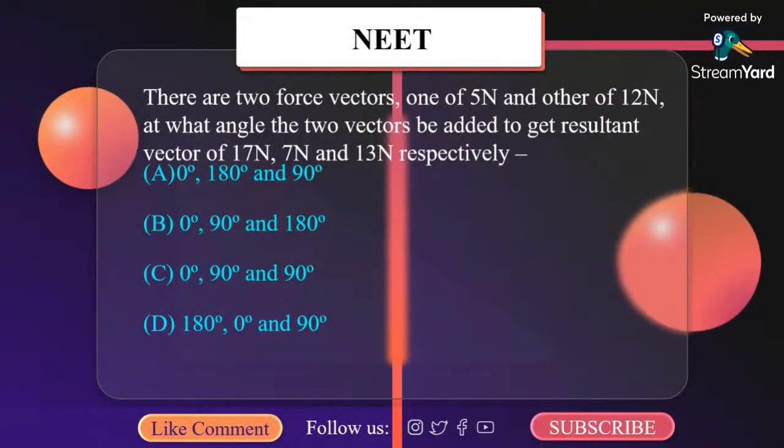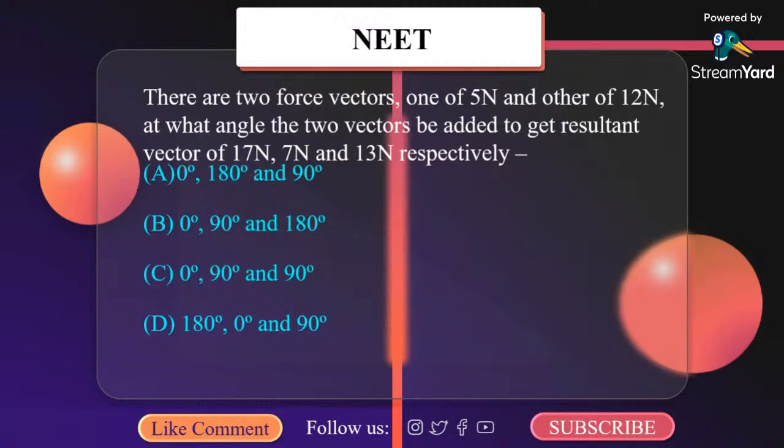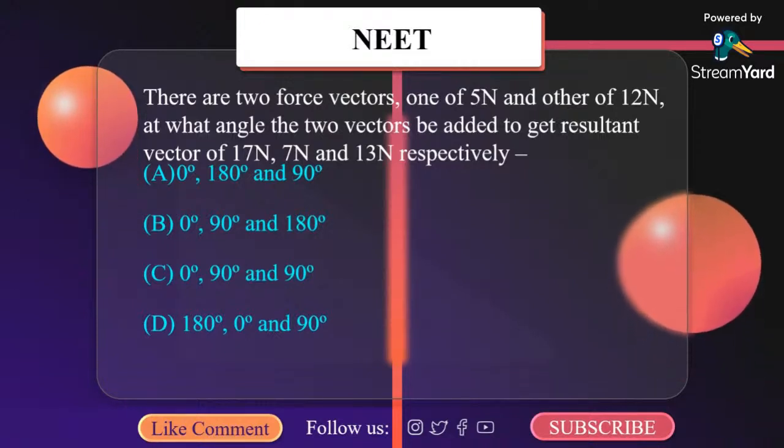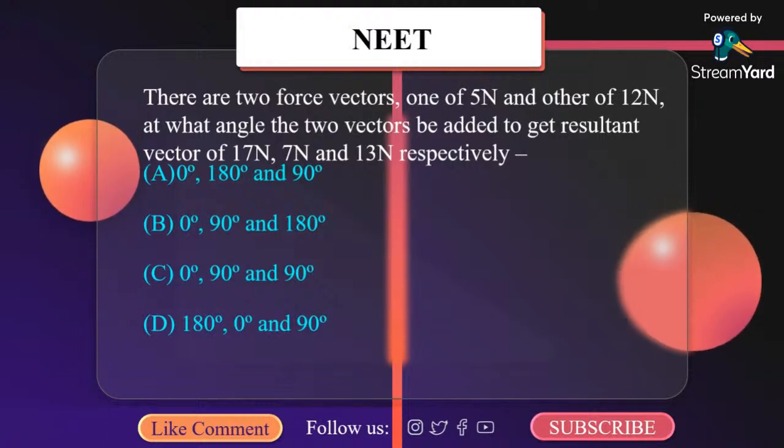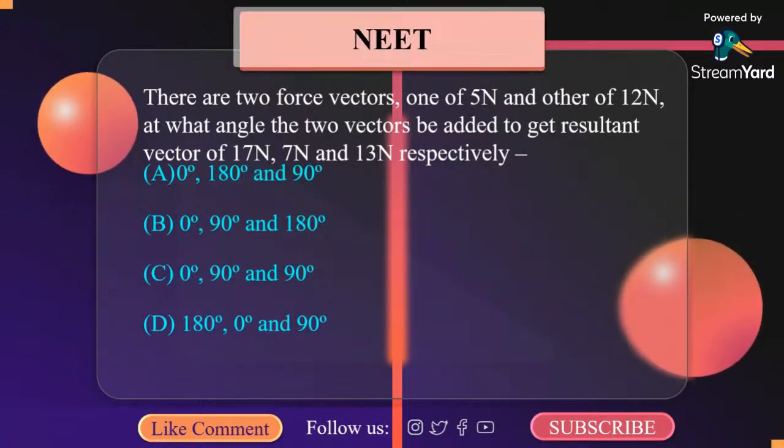There are two forces, one of 5 N and the other of 12 Newton. At what angle should the two vectors be added to get a resultant vector of 17 N, 7 N, 13 N respectively? It is 0 degree, 180 degree and 90 degree.